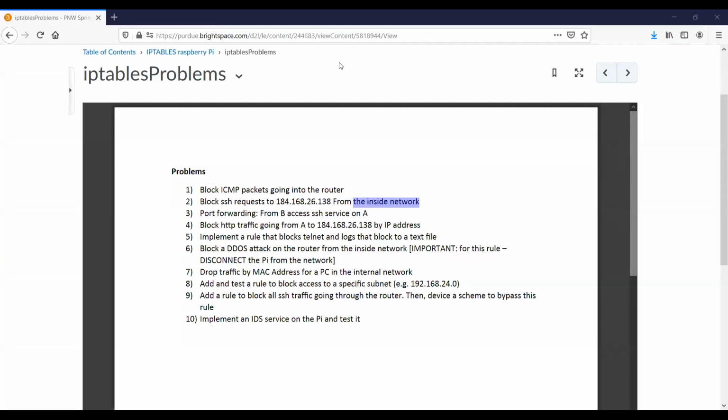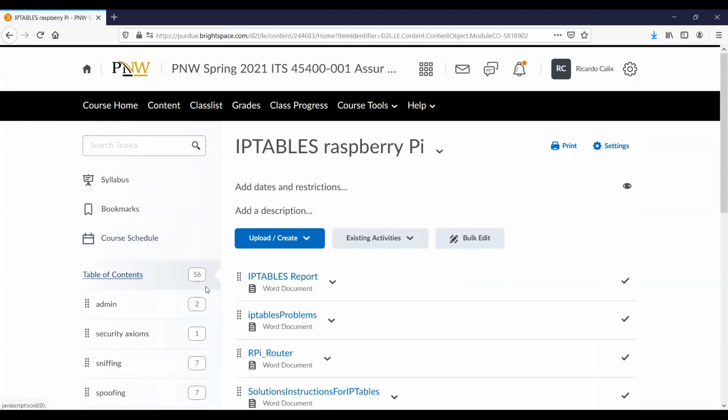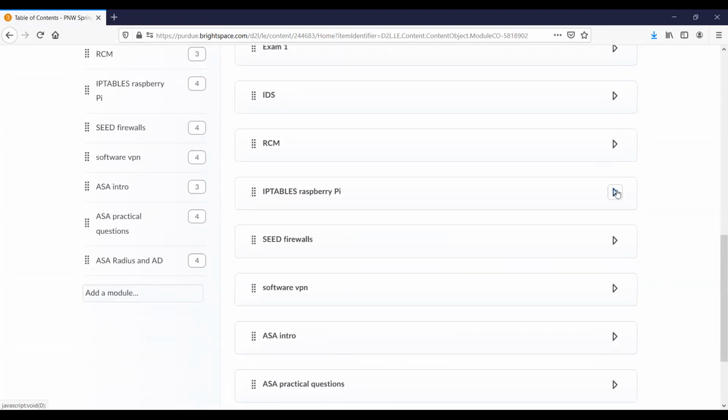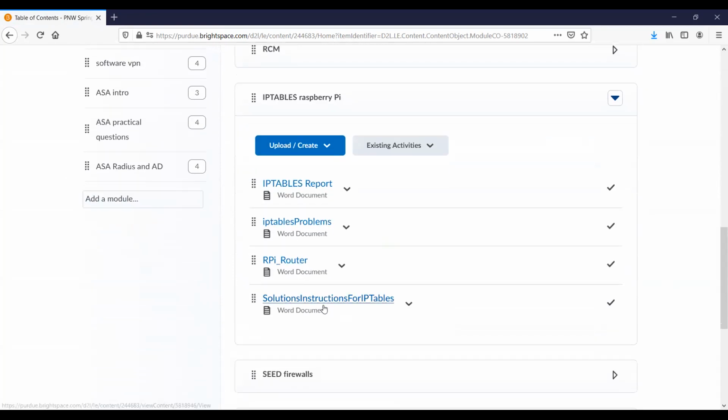Okay. So I'm going to switch over to Brightspace. All right, here we go. So this is Brightspace. All right, we are in the module, the table of contents. And this is the module, Raspberry Pi. So you can take a look now. I've actually provided the rules, so we'll take a look at those last. We've looked at this one, that's the problems, and then these two documents have to do with configuring the Raspberry.